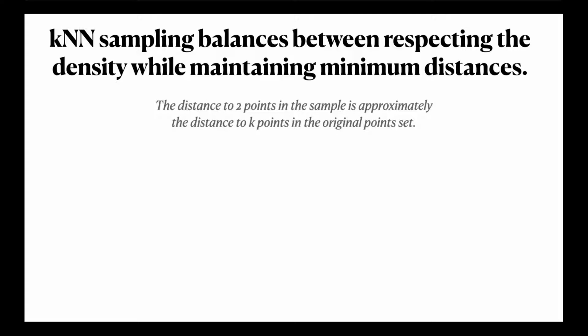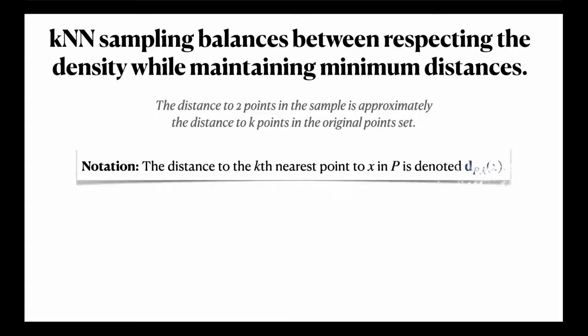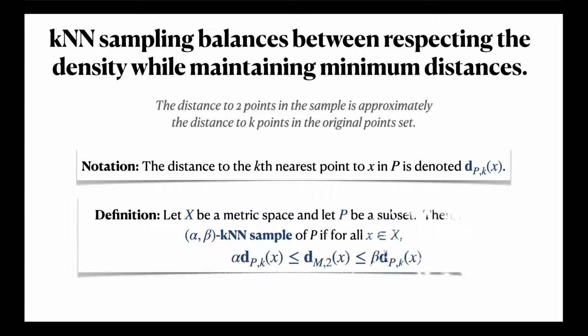And the high-level idea is that the distance to 2 points in the sample is approximately the distance to k points in the original set. So I'm going to use this notation throughout. d_P^k(x) is the distance to the kth nearest point to x in the set P. And so with this, I can define the main object of study, which is an alpha-beta kNN sample.